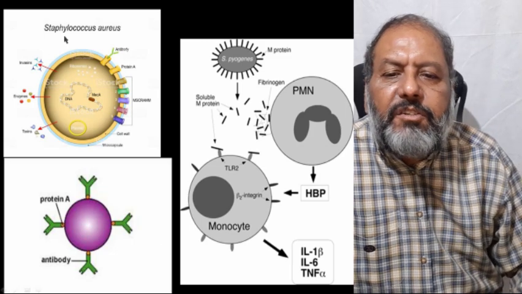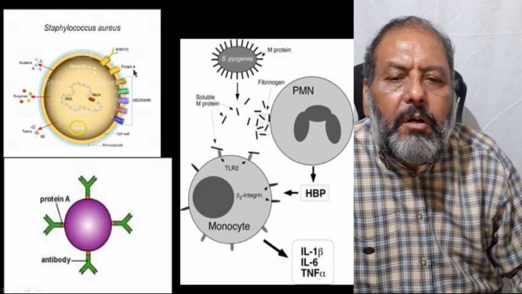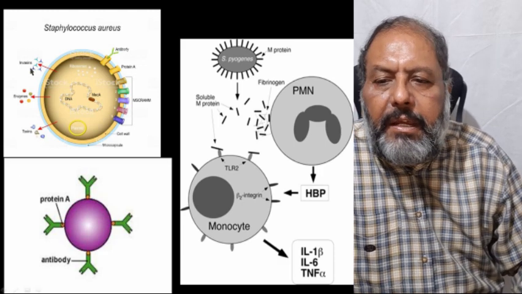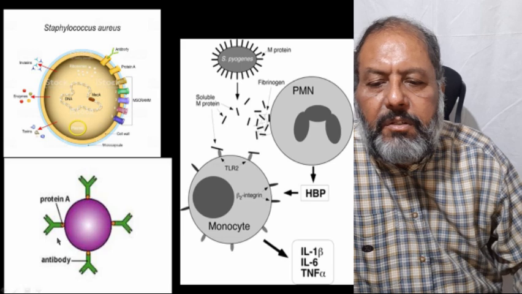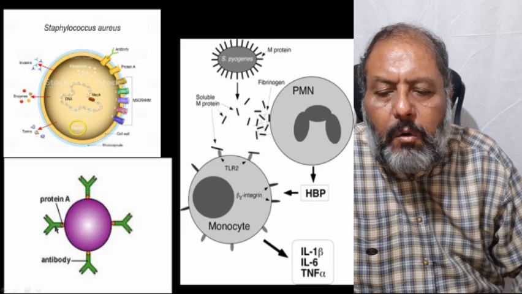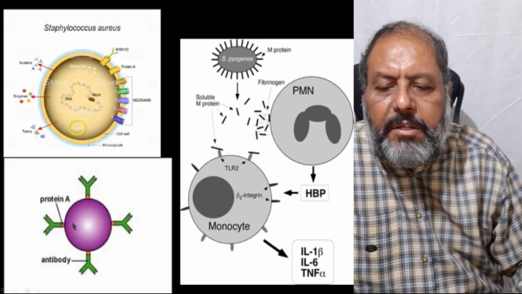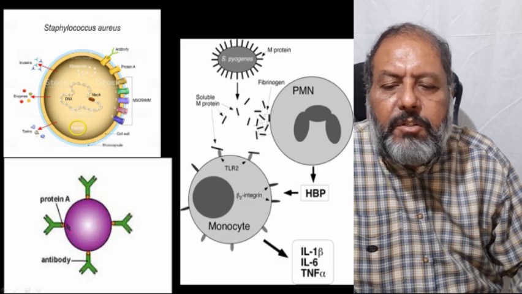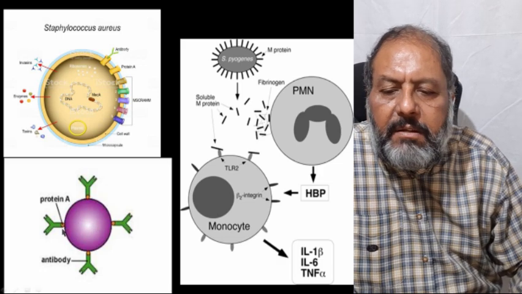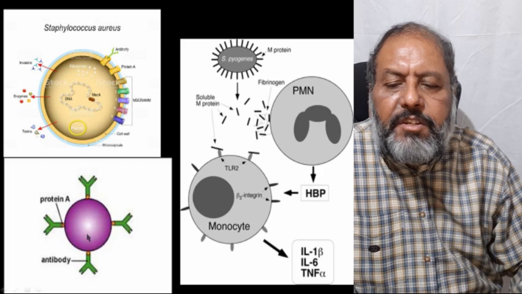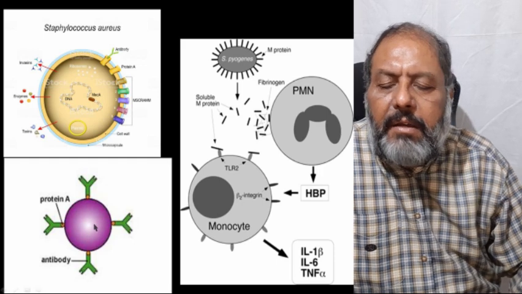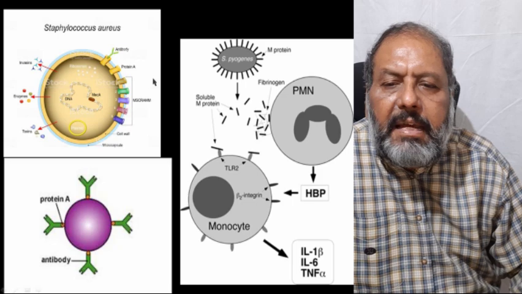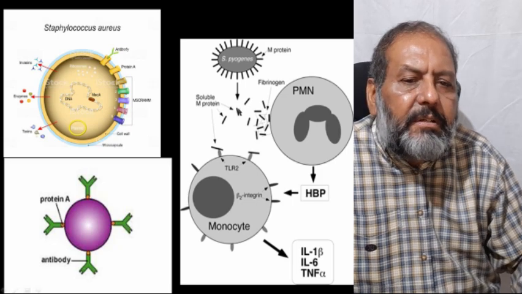Here one can see the Staphylococcus aureus. It has different proteins, protein A and other proteins, which do not allow the antibodies to engulf the bacteria. So the bacteria has a protein A, which is the hindrance in the engulfing or the phagocytosis of the bacteria, as one can see in Staph aureus.